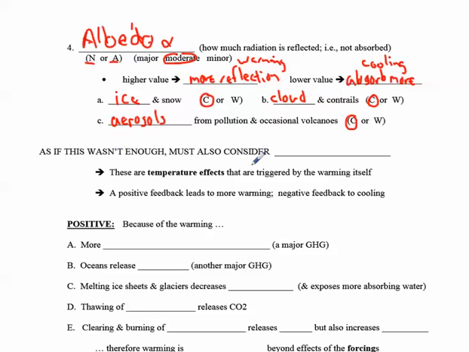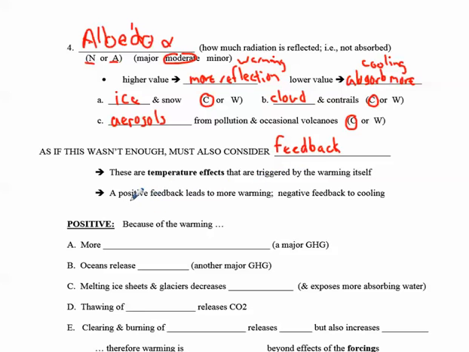All right. Now, if that wasn't enough, you also have to consider what are called feedbacks. And I alluded to that earlier. These can confuse students, but basically a feedback is any temperature effect that is triggered by warming itself. So if we have some change in albedo, that might trigger another change which will make the warming even greater, or it might even trigger a cooling effect.